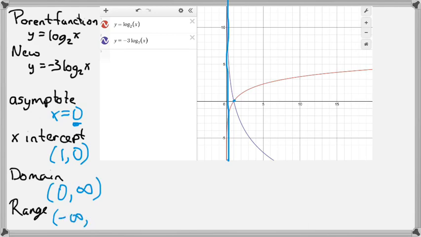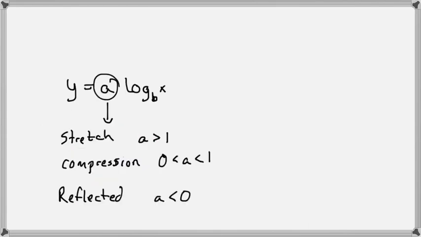Our range is consistently negative infinity to positive infinity. So just summing up the transformations that we have when we have a in front: if a is greater than 1, it's a stretch. If it's between 0 and 1, it's a compression, and these are talking about vertical. And it is reflected if it is less than 0. Again, these are talking about the absolute value of this, so you could have multiple things. You could be reflected and stretched, or reflected and compressed.